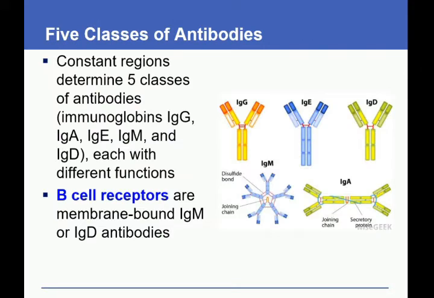There are 5 classes of antibodies. The constant region determines the 5 classes of antibodies, which are IgG, IgA, IgM, IgE, and IgD, each with different functions. B cell receptors are membrane-bound IgM or IgD antibodies.